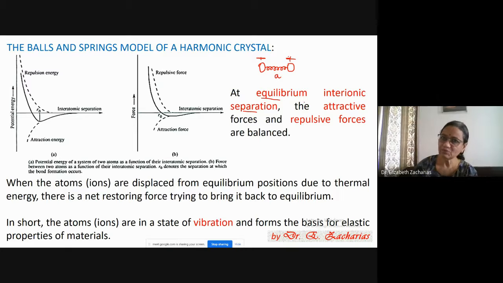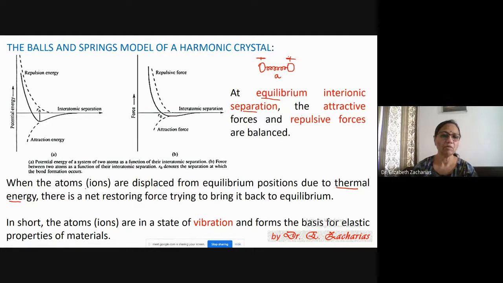And you know that for any motion, you need energy. Where is this energy coming from? This energy comes from the thermal energy. If this solid is at some temperature T, T means you need not think of heating. No, even room temperature is an appreciable temperature. Even a temperature less than room temperature is an appreciable temperature. So associated with temperature, there is a thermal energy. So when there is energy, these fellows cannot sit in their position. So they start vibrating.